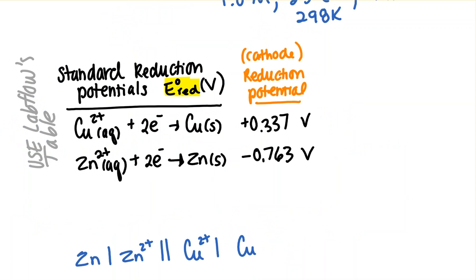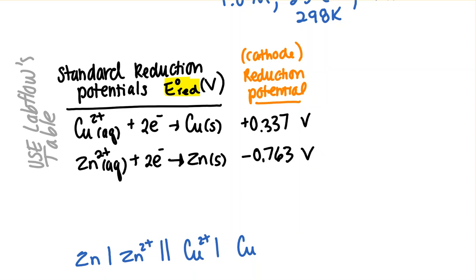So let's look at our table of potentials. These are the half cell potentials based on reduction. It's labeled, but I can also tell that these reactions are reduction reactions. They're gaining electrons, so these potentials are for the reaction occurring at the cathode.